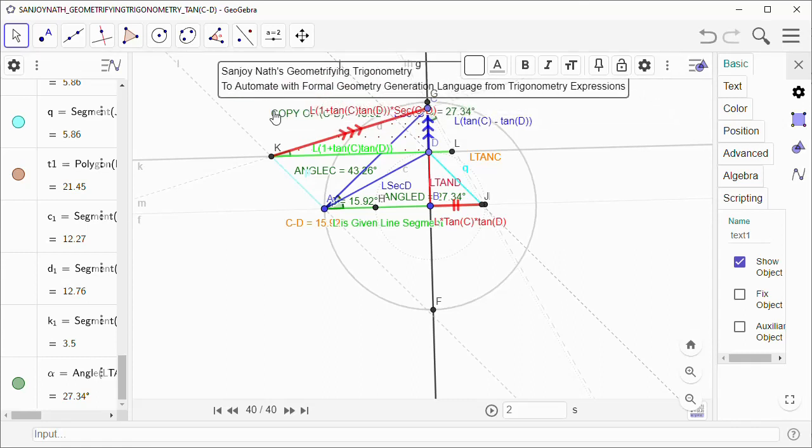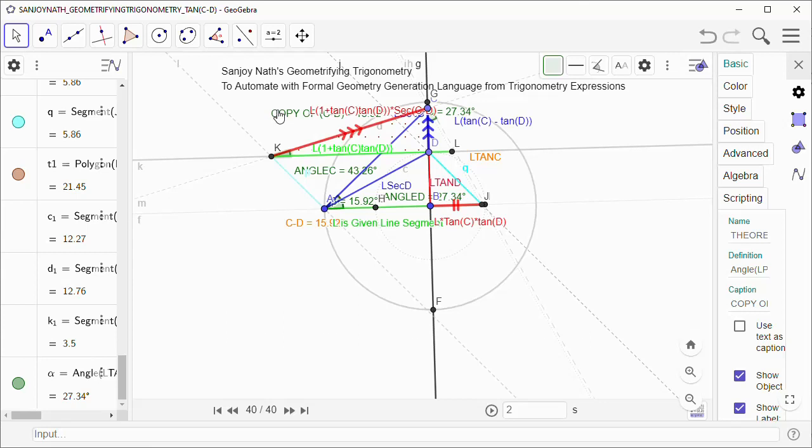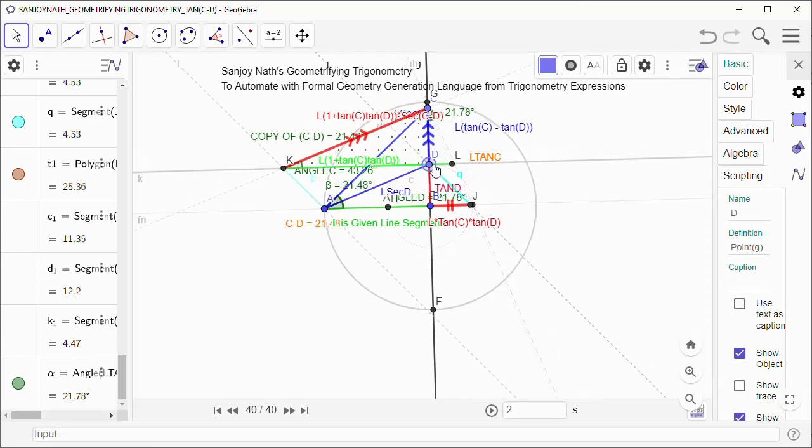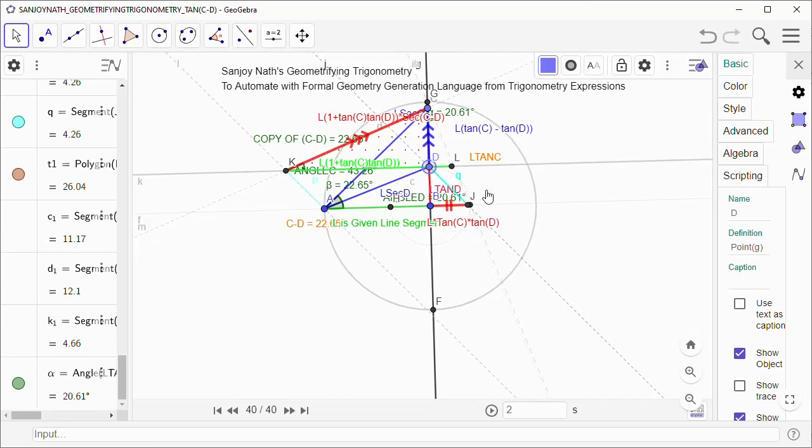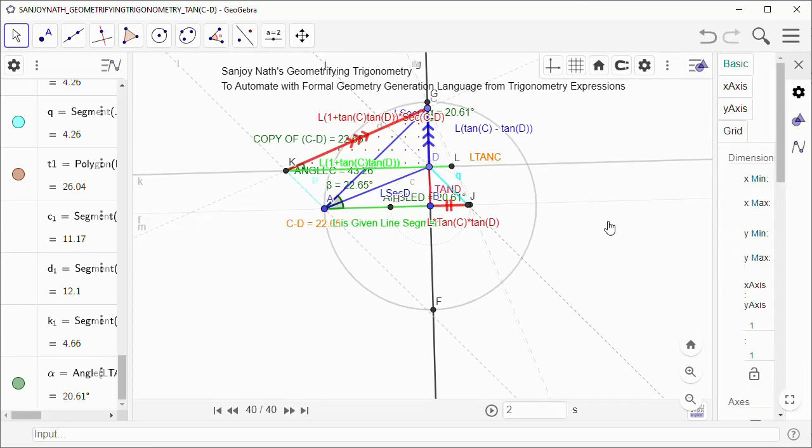If you get the copy of this angle here, this angle is also of the same value as this one. If we change the values, then you can see that we can change the positions to check the values changing here. This kind of theorem proving is important for understanding the trigonometry with pure Euclidean geometry.